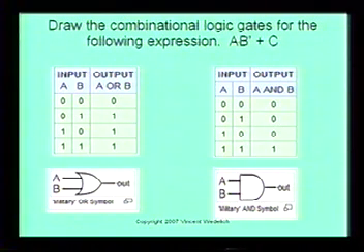Draw the combinational logic gates for the following expression: A, not B, ORed with C. And again, these are our truth tables for the OR gate and the AND gate. The OR gate is any one in gives you a 1 out. So if you have 2 zeros in, you get a 0 out. The AND gate is you must have 2 ones in to get a 1 out.